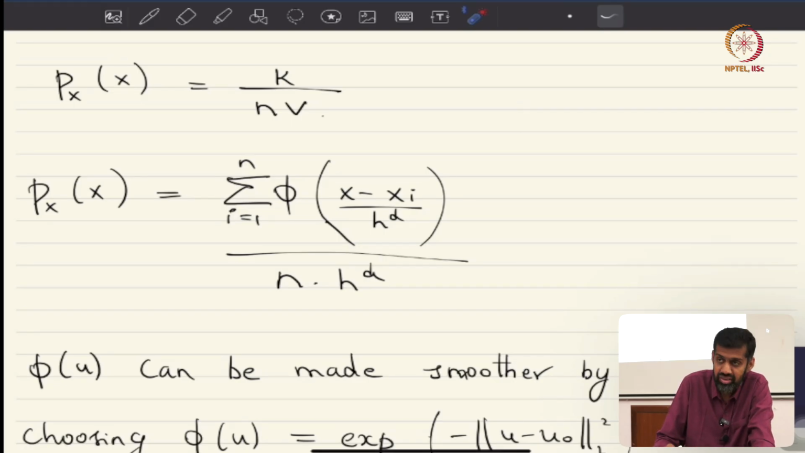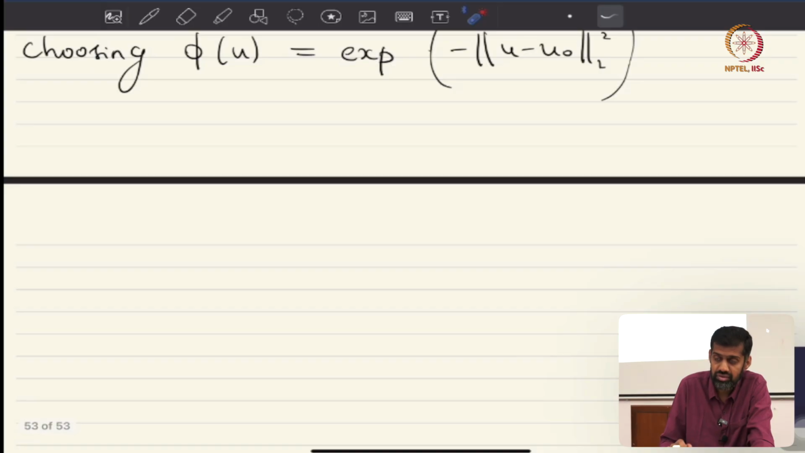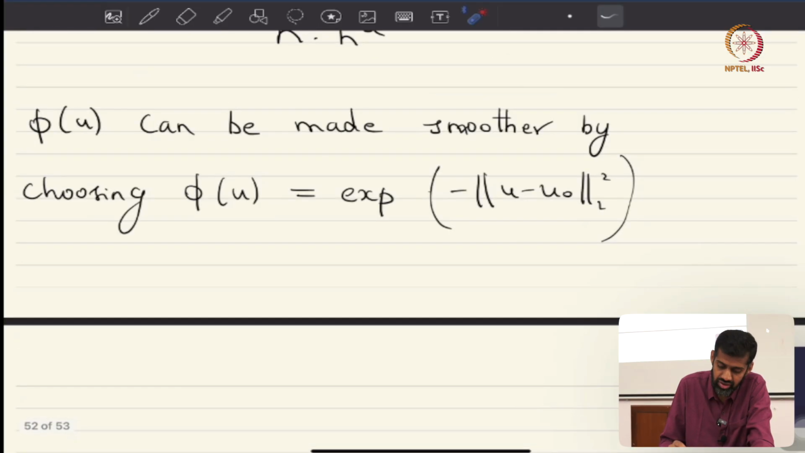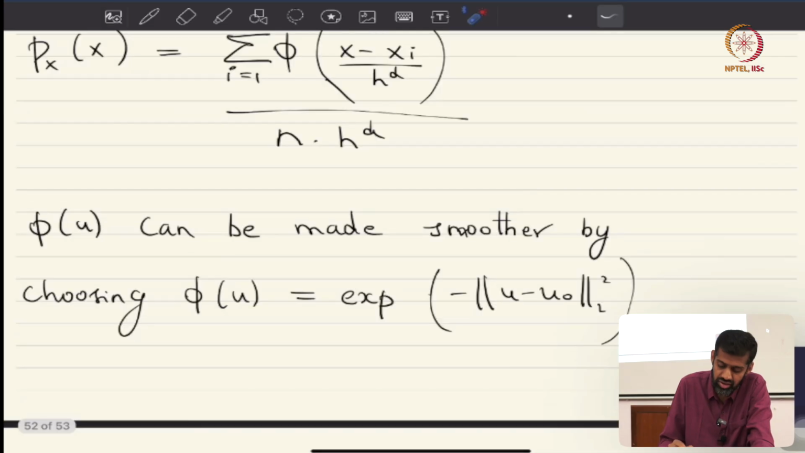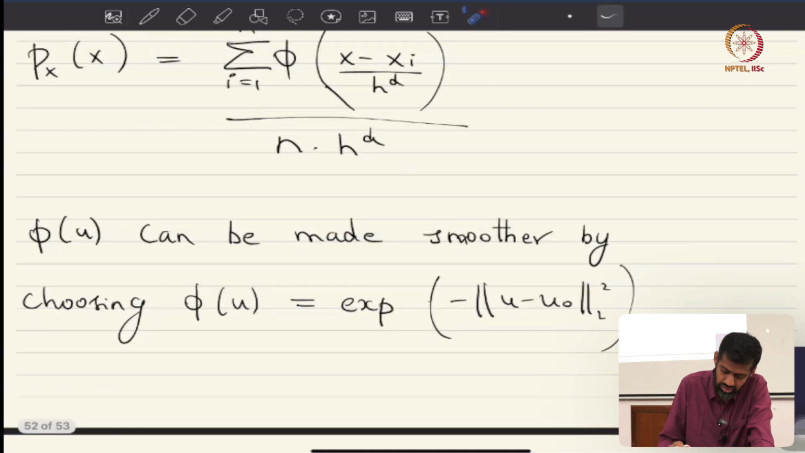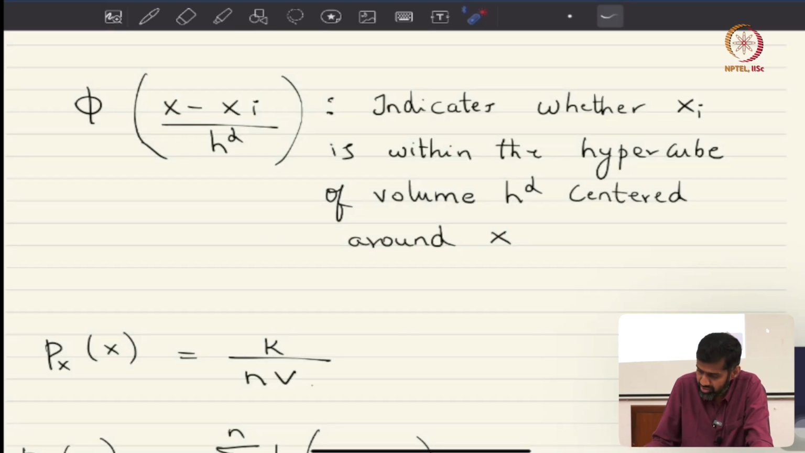The phi function, it should be divided by h, right? Not by h power d. This is kn by v, the phi function. You have written phi of x minus xi by h power d. Shouldn't it be divided by h? Should it be h or h power d? Let me check. Yes, that's correct. Thanks for the correction.